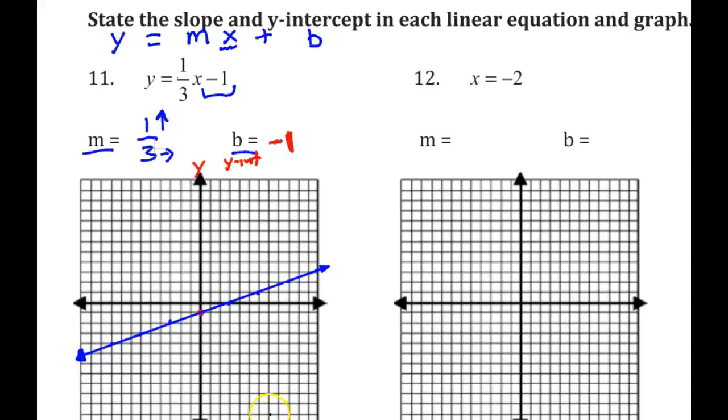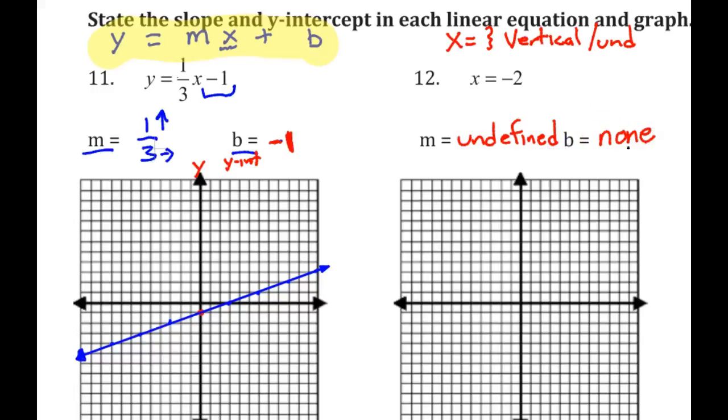Okay, let's do number 12, which is a little different. We just got finished saying how the slope-intercept formula is y equals, right? But what if it's x equals? If you ever have x equals, that's always going to be a vertical line with an undefined slope. So our slope is undefined, and there is no y-intercept there. Since it's vertical, you're going to start on the x-axis, since this is x equals.